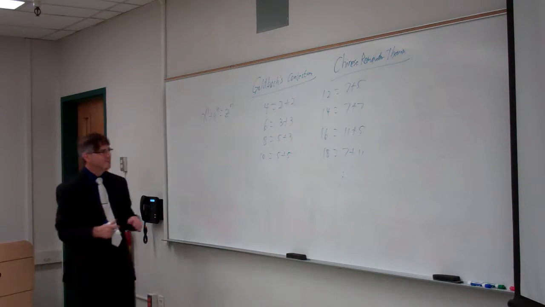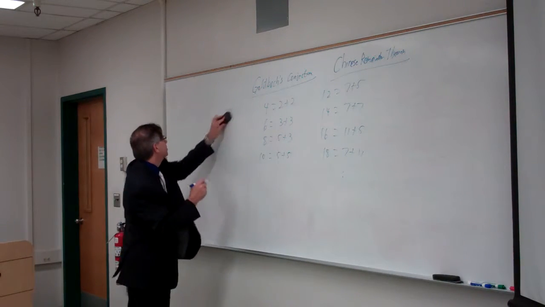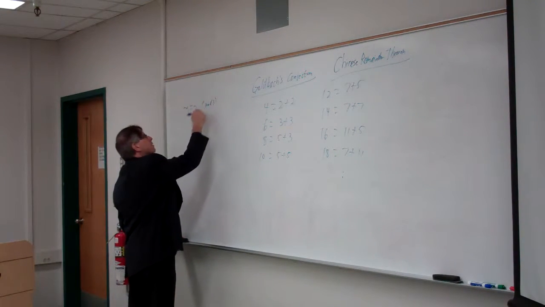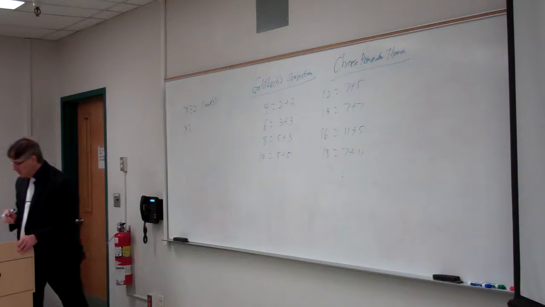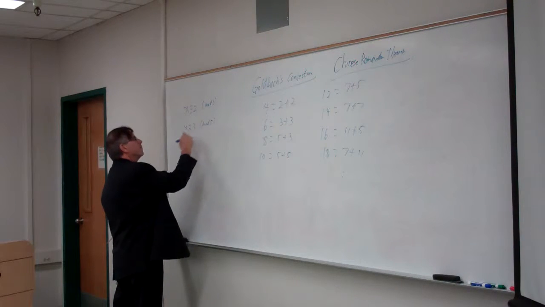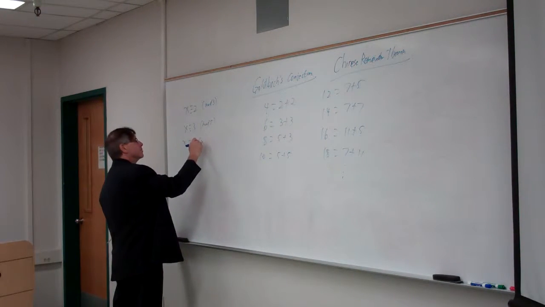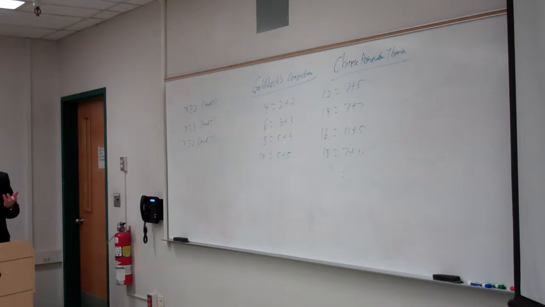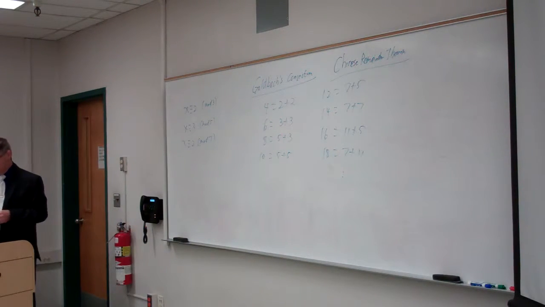But if we have equations of congruences, like x is congruent to 2 mod 3, and x is congruent to 3 mod 5, and x is congruent to 2 mod 7, can we find a number x that satisfies all three of these equations? And it turns out you can. And you can do it using this thing called the Chinese remainder theorem.